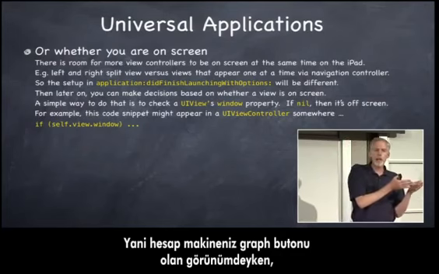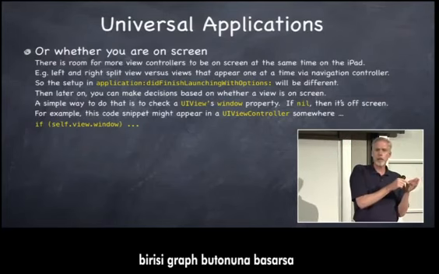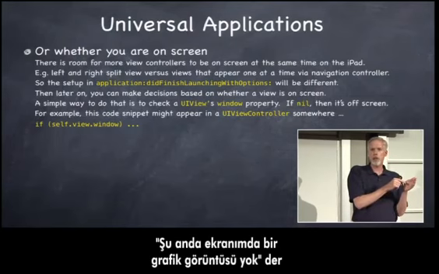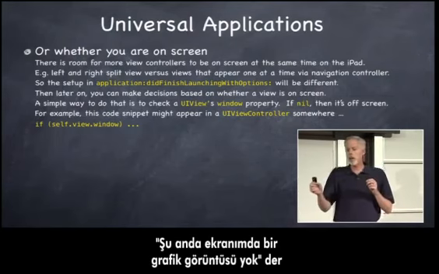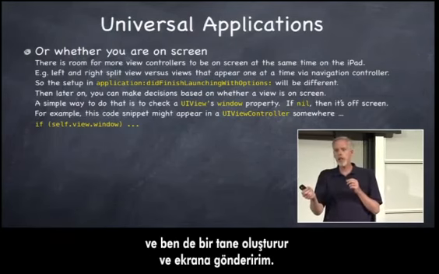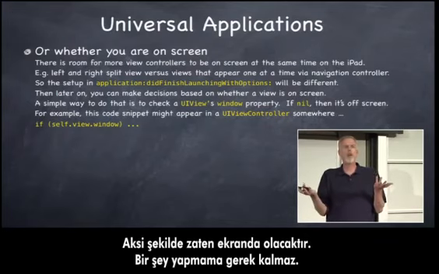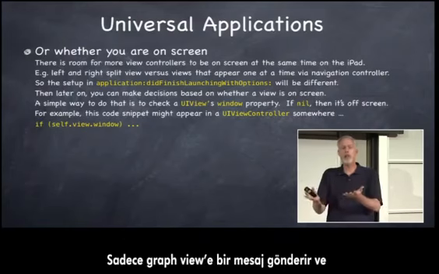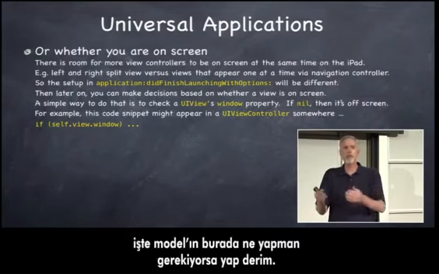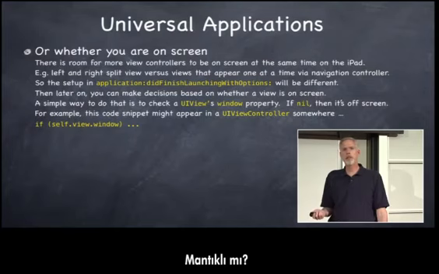So when someone hits the graph button on your calculator view, it's going to say, if I don't already have a graph view that's on screen, then I'm going to create one and push it on screen. Otherwise, it's already on screen. I don't need to do anything. I'm just going to send the graph view a message saying, here's your model. Go do what you do. Does that make sense? You understand what I'm saying there?